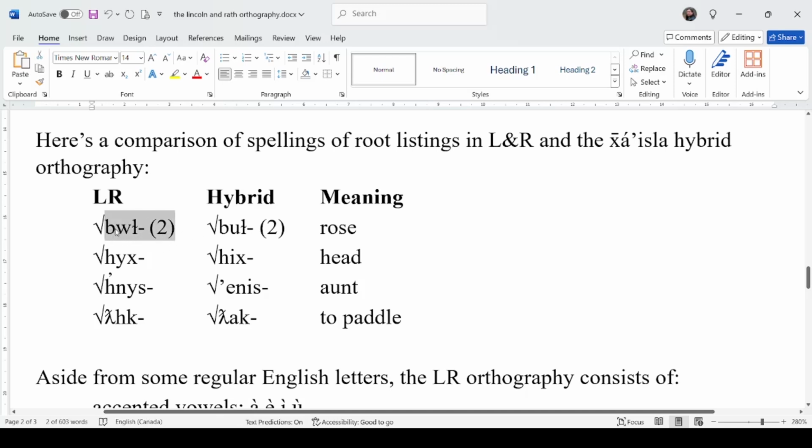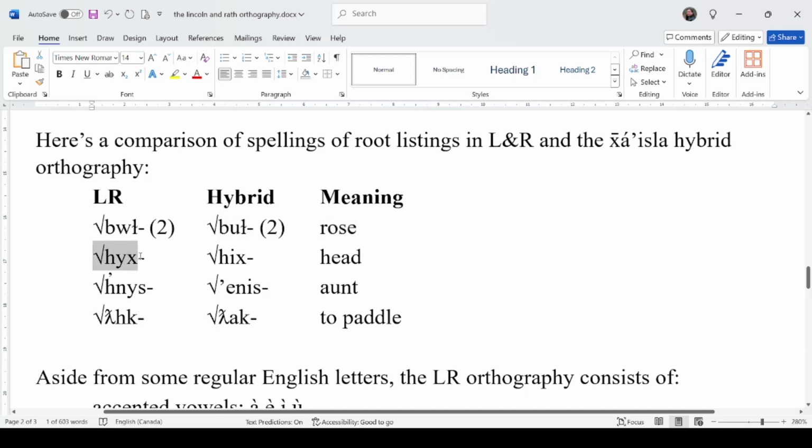So that's how it's spelled in Lincoln and Rath in their root listing, volume 2 of their 1986 dictionary. This is the hybrid spelling. So this W is actually meant to be read as a U. So it's Booth, and this root word means rose. This root word appears in the word bootlas, which basically means a wild rose bush.